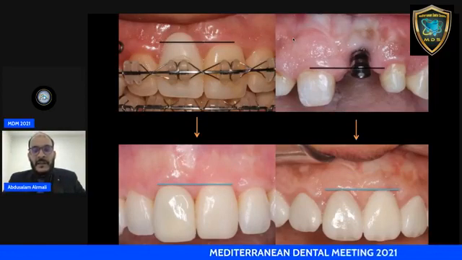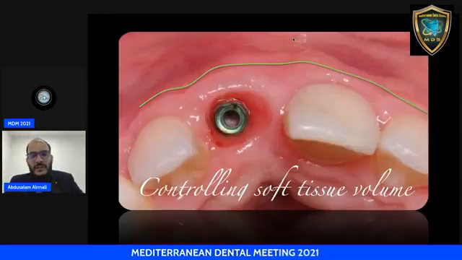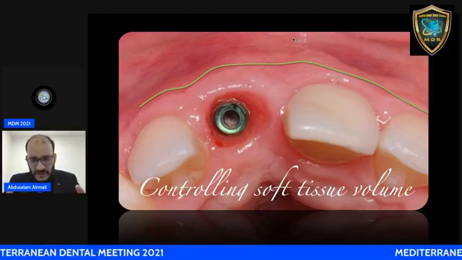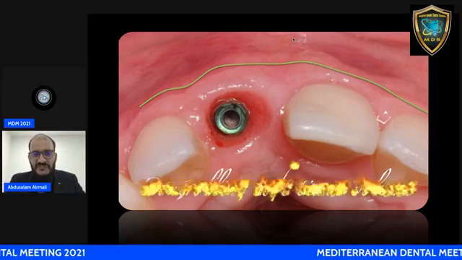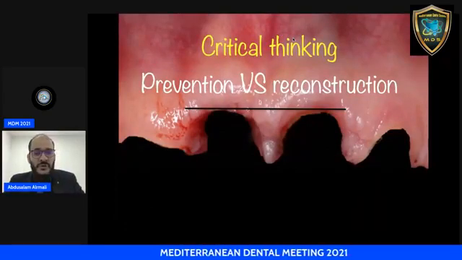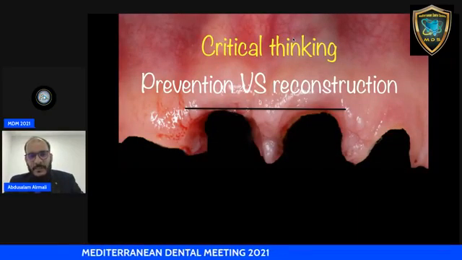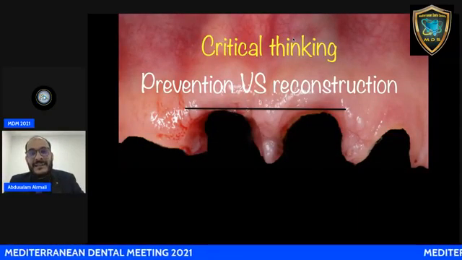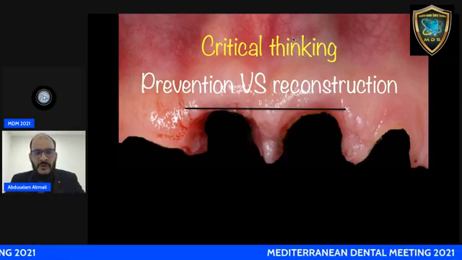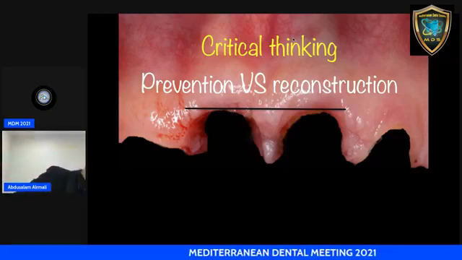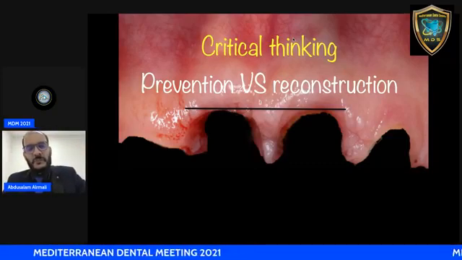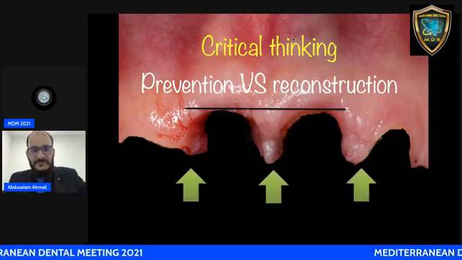At the same time, how can we do that? By controlling the soft tissue volume and optimizing the bone, to give the patient the best aesthetic result. And as we know, critically thinking, prevention is better than reconstruction. It is better to prevent these complications from happening rather than reconstruct.